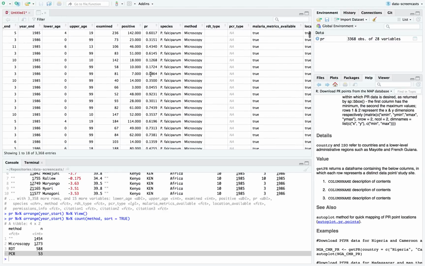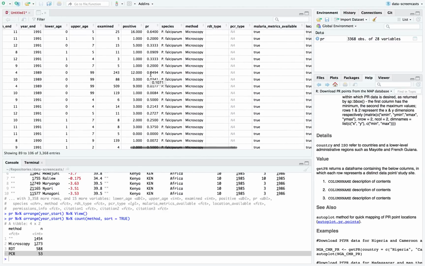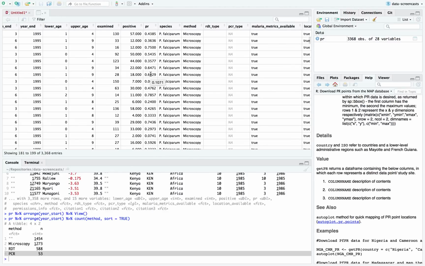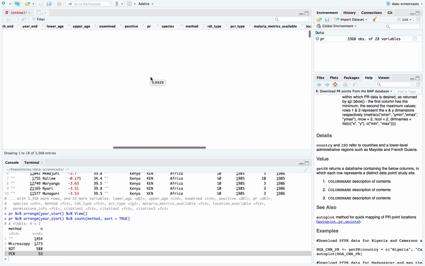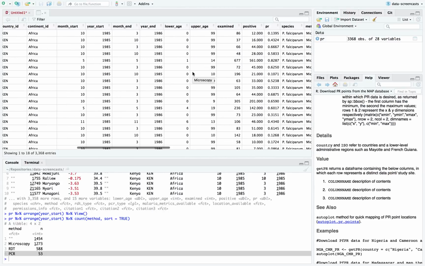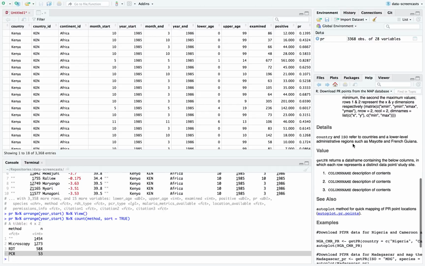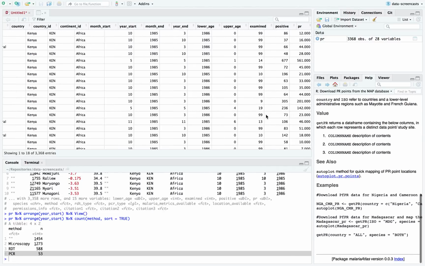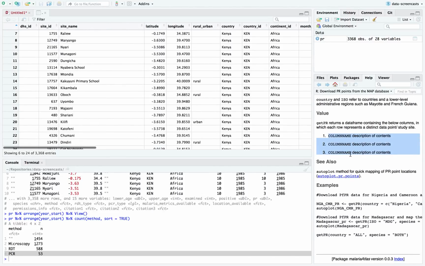Here's a lower one. Okay, so this can give us a sense really of malaria prevalence at particular points in space and in time. All right, and it looks like each of these is one study. Column name. It looks like we don't really have too much detail in the documentation. Some of it might be a little out of date.